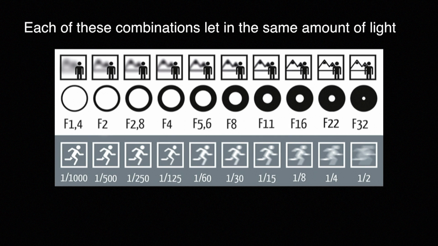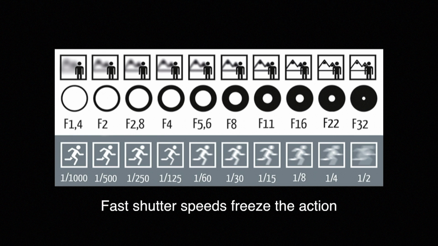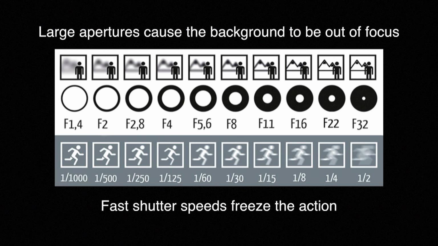This diagram illustrates how aperture and shutter work together. Each of these combinations of shutter speeds on the bottom row and apertures in the middle row let in the same amount of light, but the results are very different. Note how fast shutter speeds freeze the action. Note how large apertures cause the background to be out of focus. It is the understanding of these effects that allows you to create an interesting photo with the results that you want.